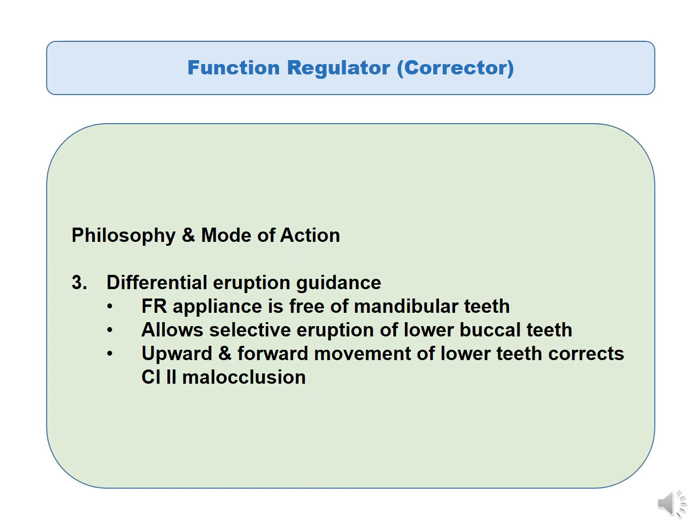The third mode of action is differential eruption guidance. The Frankel or function regulator is free of contact with the mandibular teeth. This allows selective eruption of the lower buccal teeth, and the lower buccal teeth erupt in an upward and forward direction, which tends to correct a class 2 malocclusion.